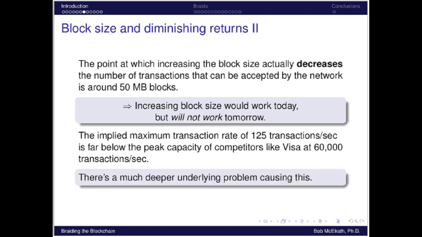So we can increase the block size today, but doing it again won't work for very long. The implied maximum transaction rate is only 125 transactions. Visa claims they can process 60,000 transactions per second at peak. And there's a much deeper underlying problem.